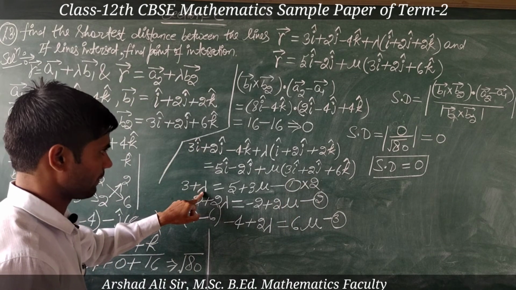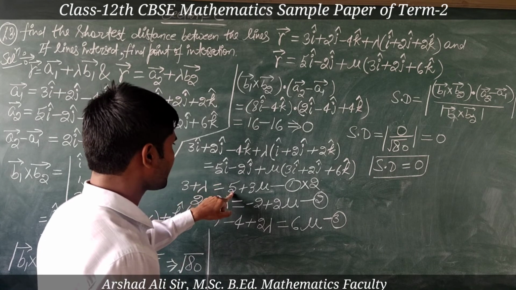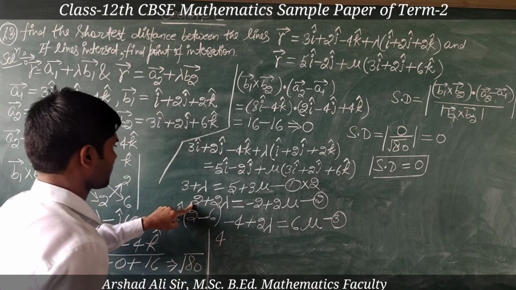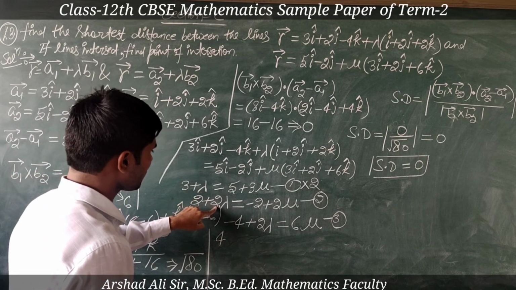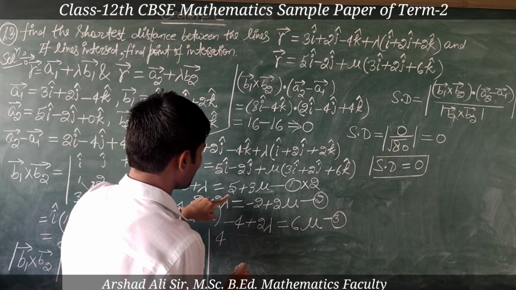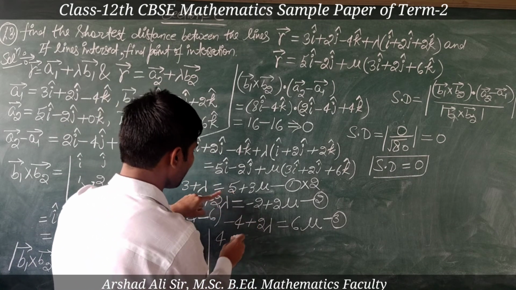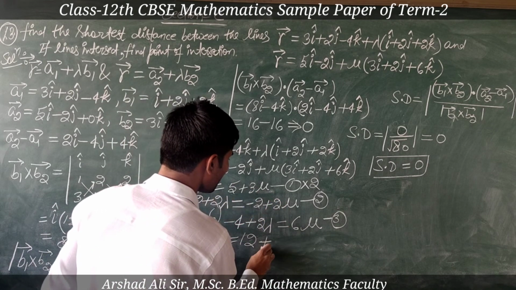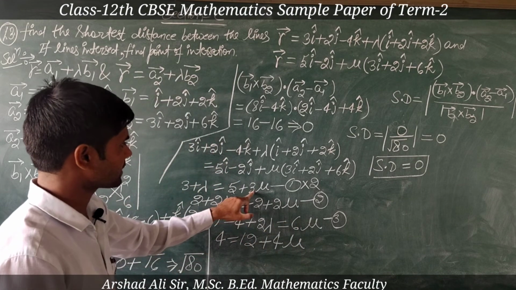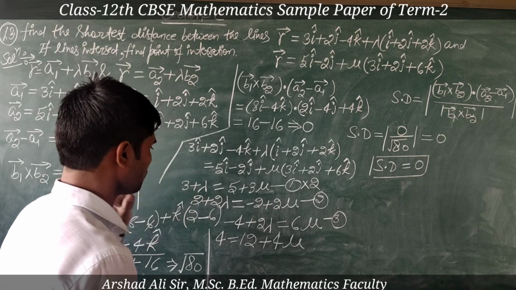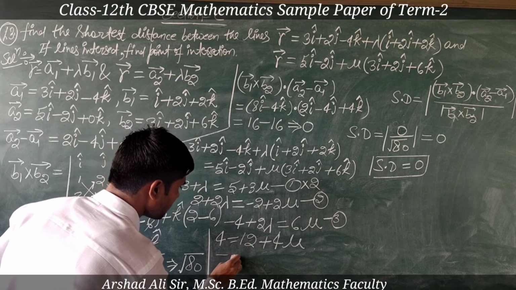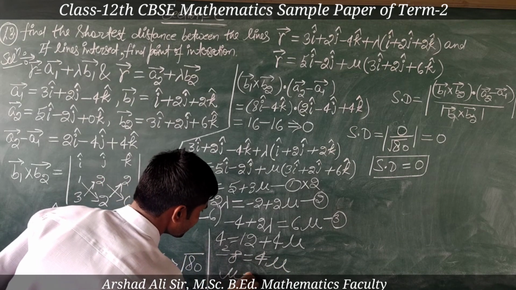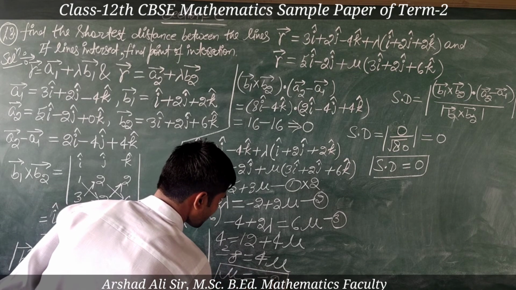It will be 6 plus 2 lambda equal to 10 plus 6 mu. So 6 minus 2 it will be 4, 2 lambda minus 2 lambda, lambda will be cancelled. So 10 minus minus 2 it will be 12, and 6 mu minus 2 mu it will be 4 mu. So here 4 minus 12 it will be minus 8 is equal to 4 mu. 8 divided by 4, it means mu is equal to minus 2.